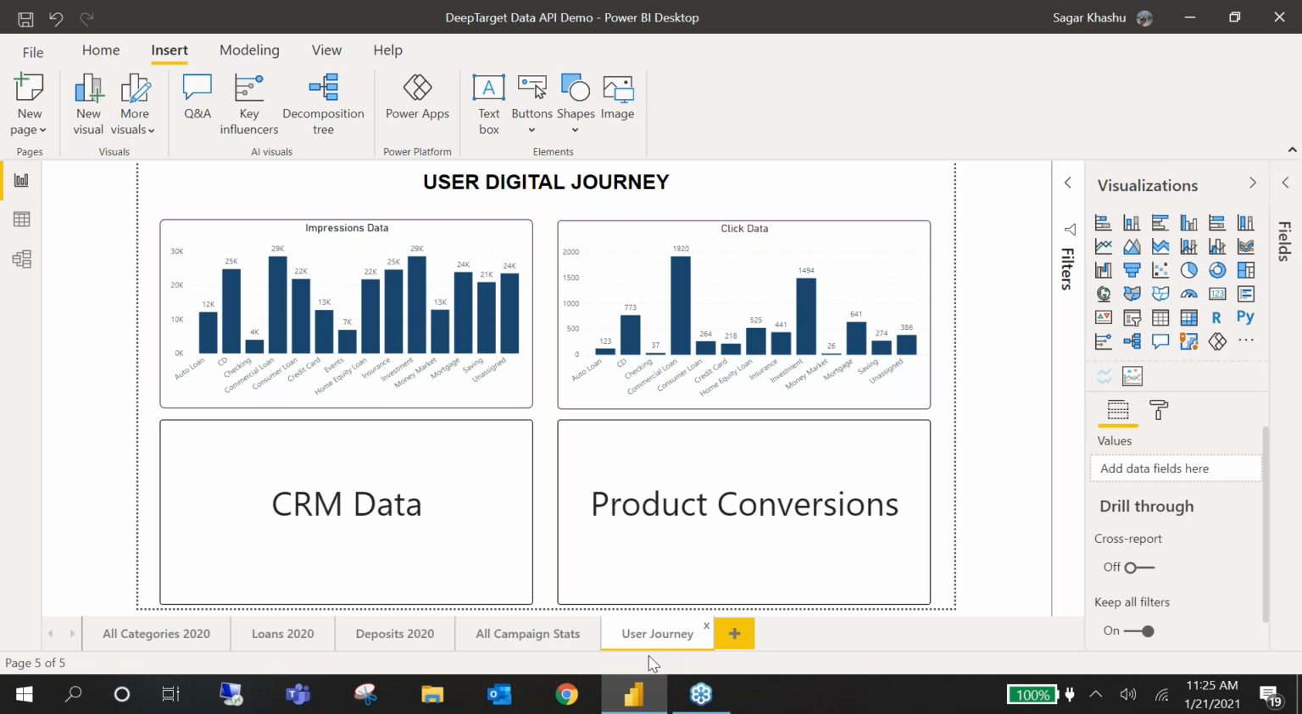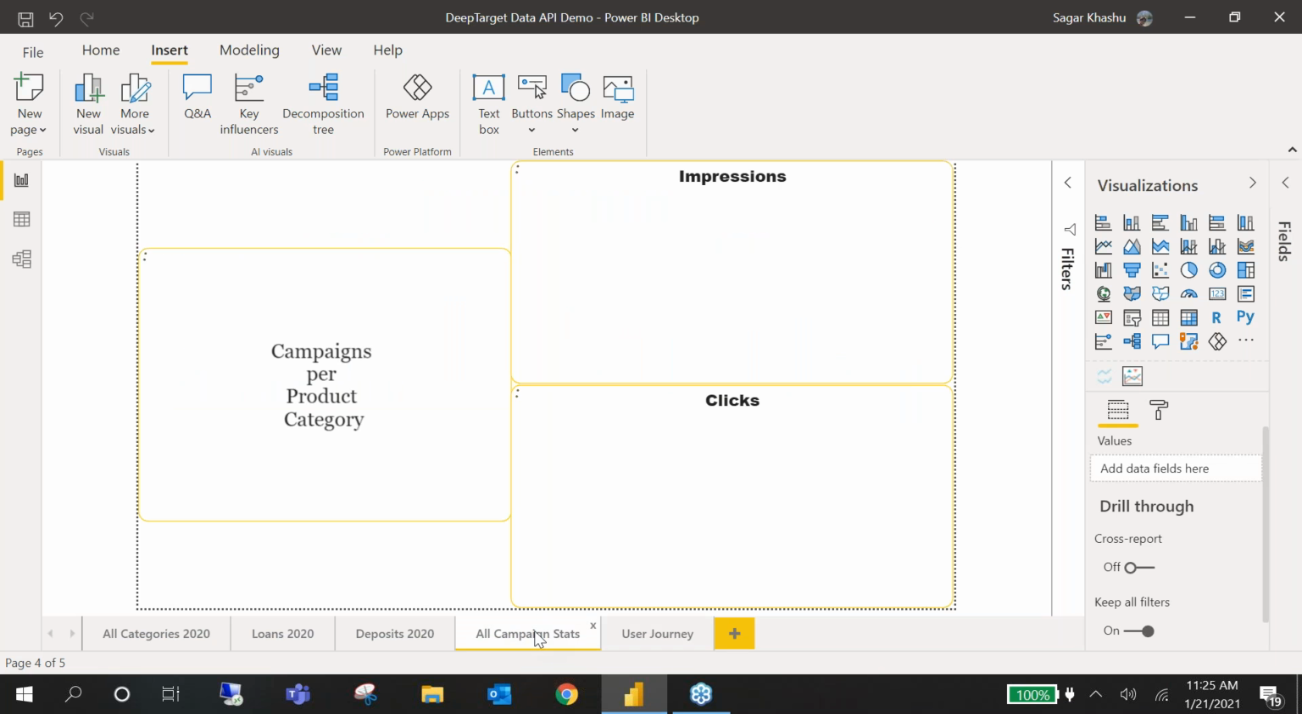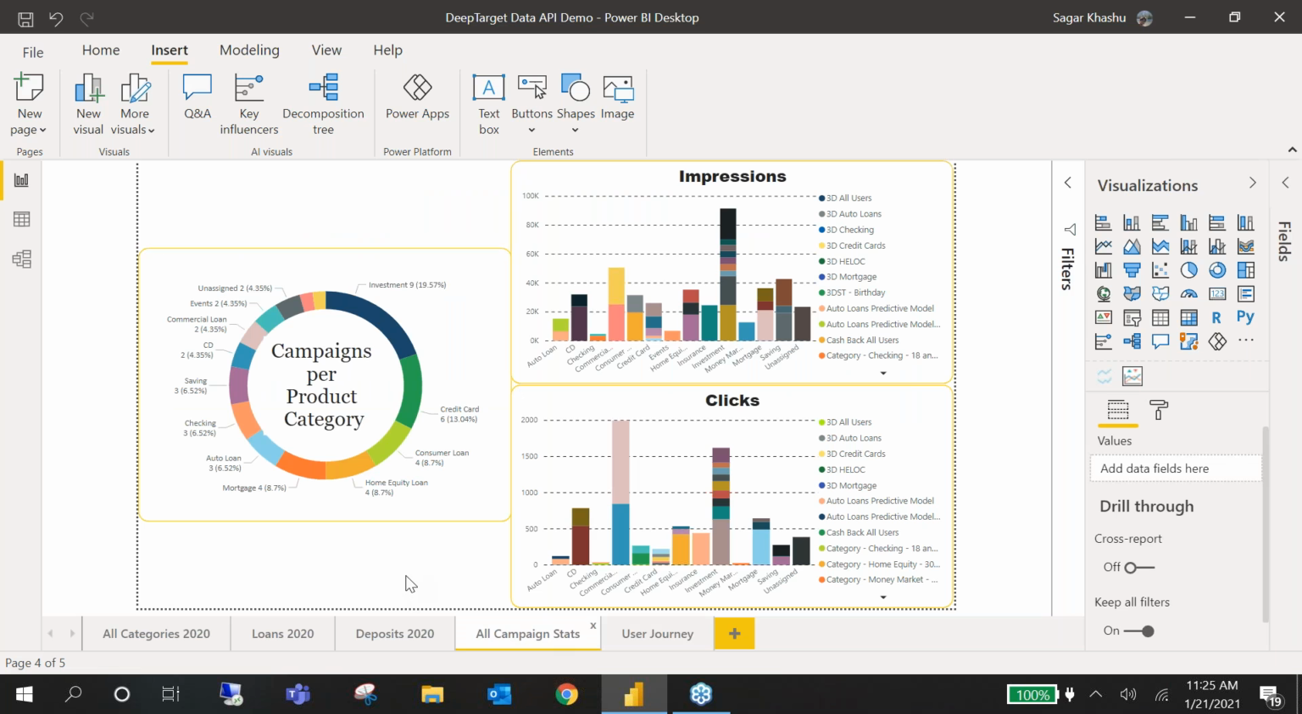Okay, thank you, Sagar. Hey, Sagar, I have a question. Can you go back to the all campaign stats? Sure. So Power BI offers a lot of nice visualization capability, and also one nice thing is that you can immediately change them and look at various ways of organizing the data.